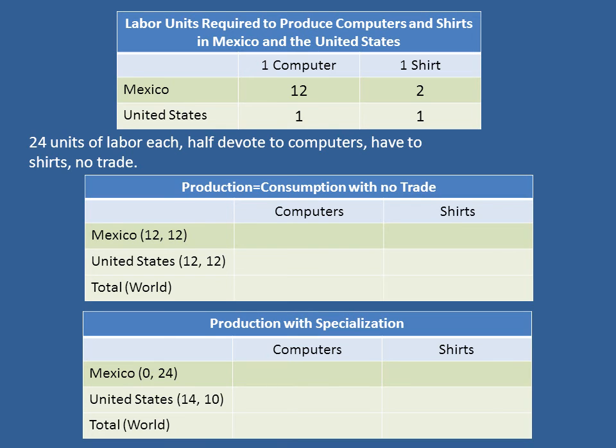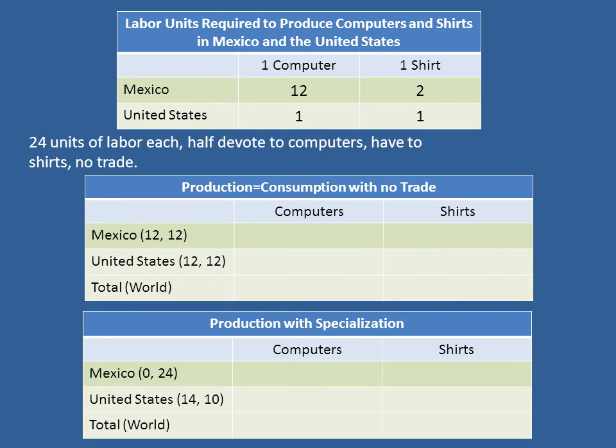Then suppose we have specialization. What's production going to be? So Mexico has 0 units of labor in computers, 24 in shirts. The United States has 14 units of labor in computers, 10 in shirts. What's production in each case? What is the total for the world? And then finally, with production under specialization, can we now find a way to have trade which makes both countries better off? And what's an exact price ratio at which that trade will occur? We'll take that up in a later video.